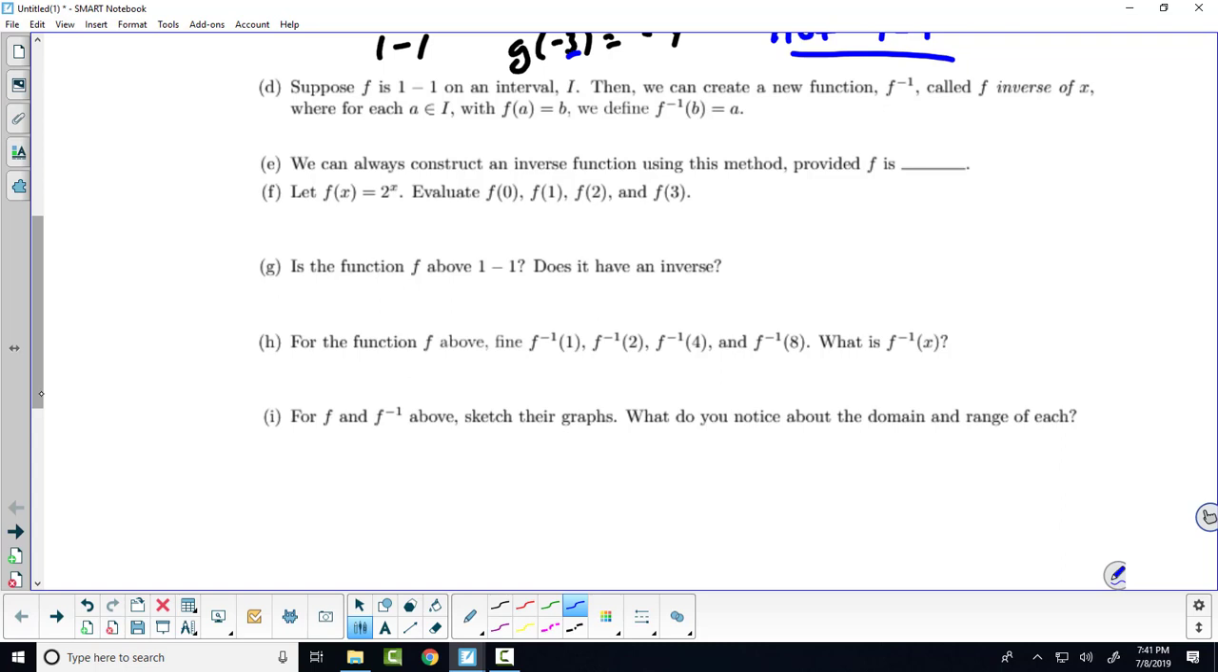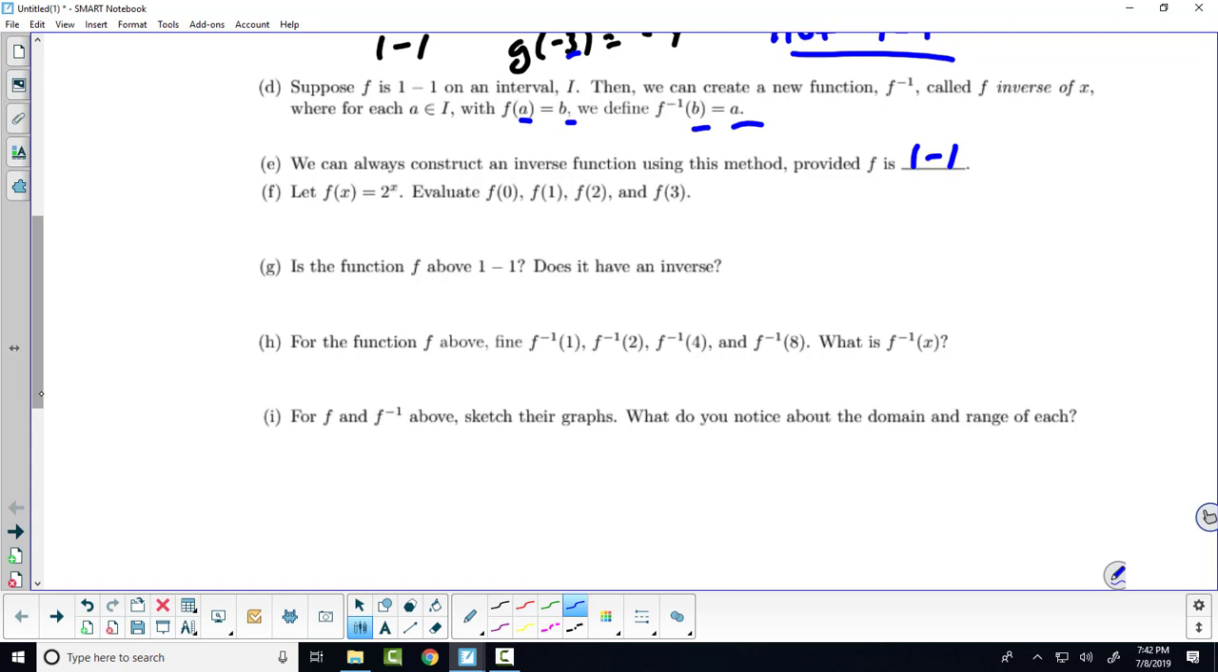And we're going to define it this way. Suppose f of a is b. When you input an a value, it outputs a b value. Then you define the inverse to simply go the other way. When you input a b value into the inverse function, it outputs an a. So to practice that, let's create our own inverse function. But let's first say, we can always do this procedure, and this procedure will always define a function, provided the original function is 1-to-1. That's why we need that vocabulary.